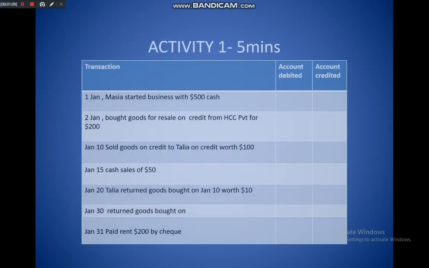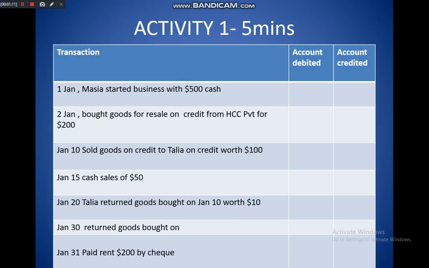Okay, let's move on to today's first activity. This is the transaction, and identify the account to be debited and identify the account to be credited. Let me read this one. This is January 1. Marcia started business with 500 cash. So there are 2 accounts involved. This is started business, this is capital, and this is cash account.